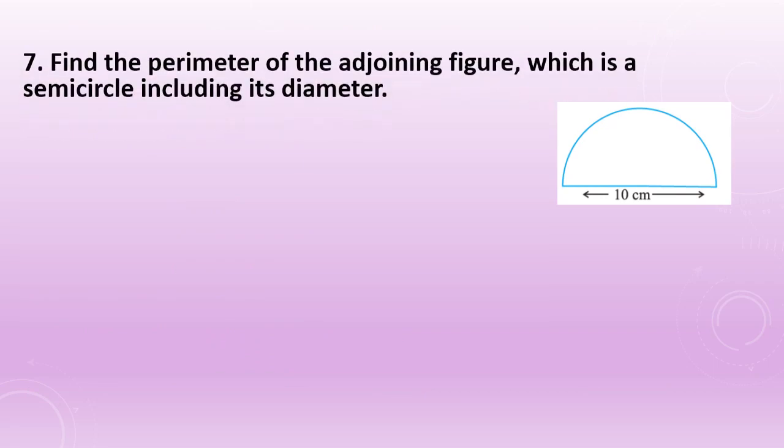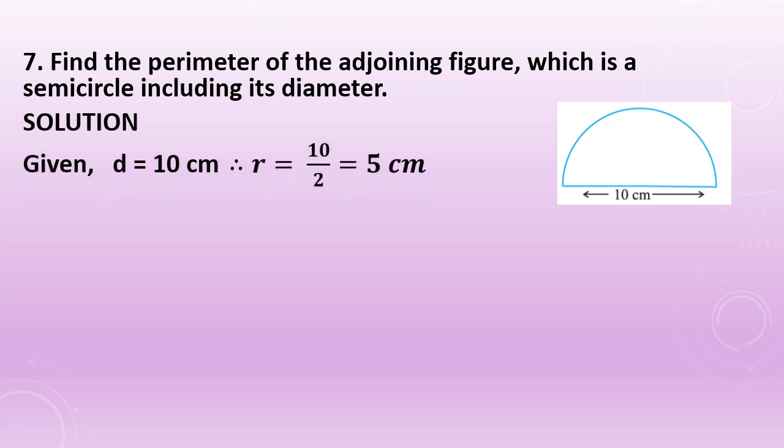Now we move to question number 7. The question is, find the perimeter of the adjoining figure which is a semicircle including its diameter. Here the diameter is given as 10 centimeter and radius. So we can find the radius as d upon 2, that is 10 upon 2 gives 5 centimeter.